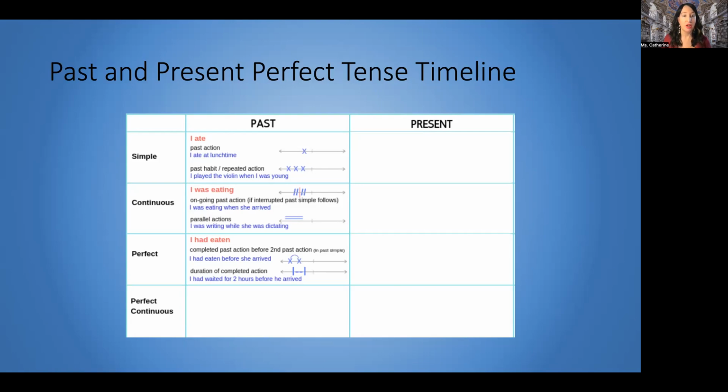Also, it's a duration of completed action. For example, I had waited for 2 hours before he arrived. Okay, the completed action would be 2 hours.